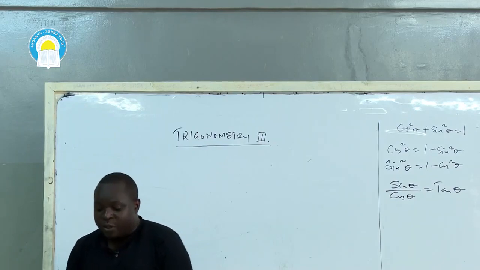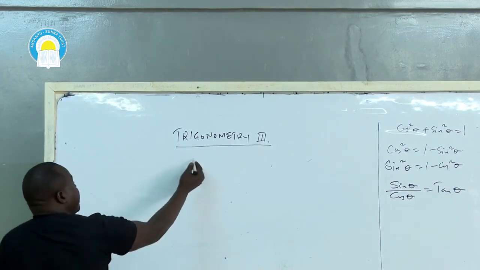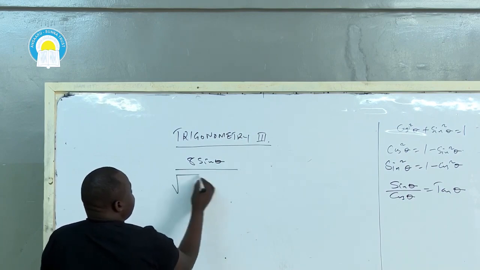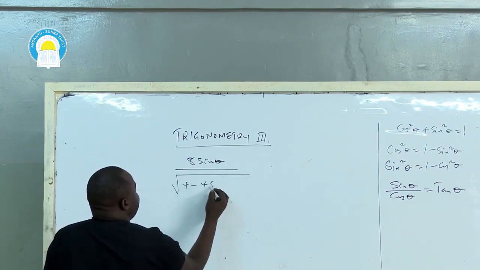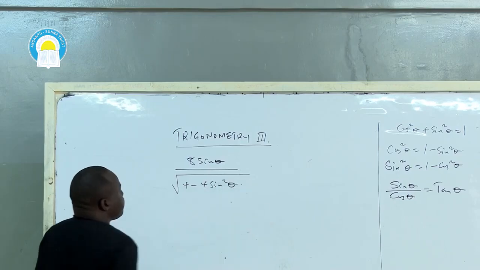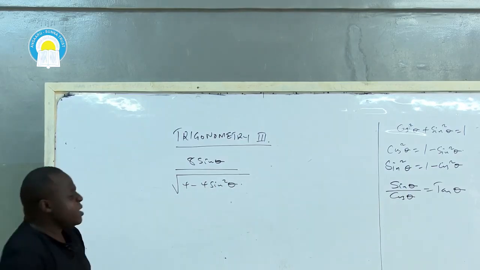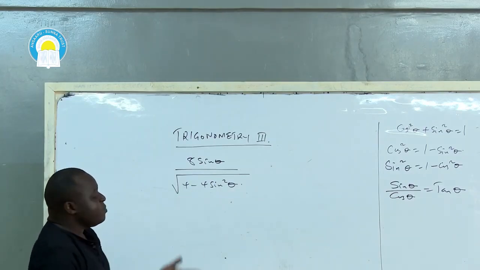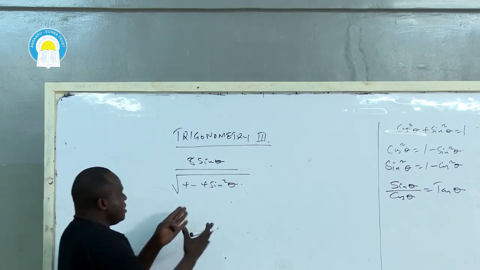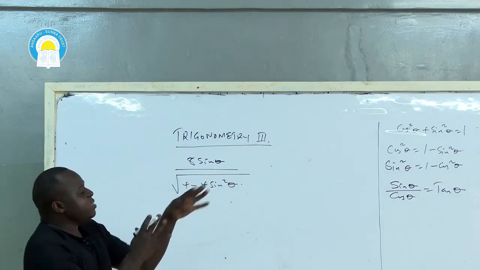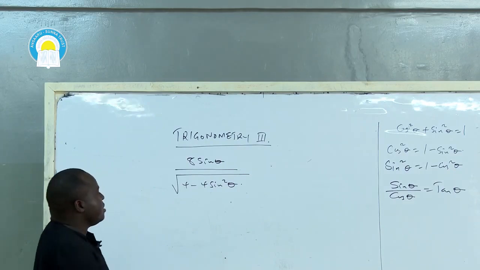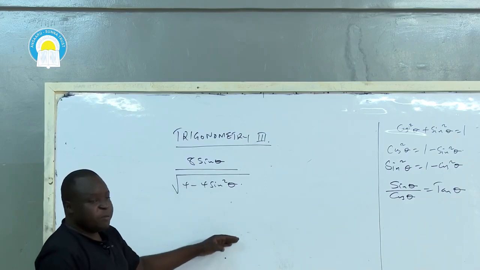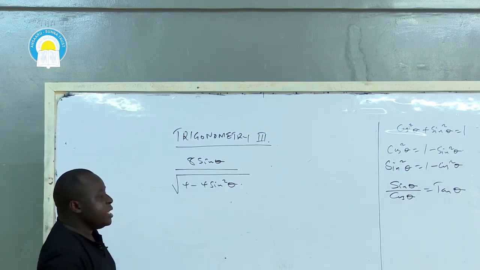The next example will be 8 sine theta over the square root of 4 minus 4 sine squared theta, which is not very much different from the previous example I just explained. It's almost the same thing, because it's simply simplifying, check what you can replace with what, and that is it. My numerator has not that much of simplification, so I'll focus mostly on the denominator.